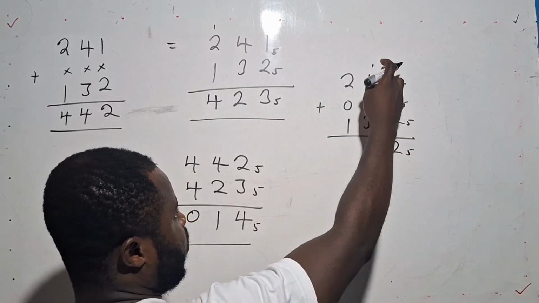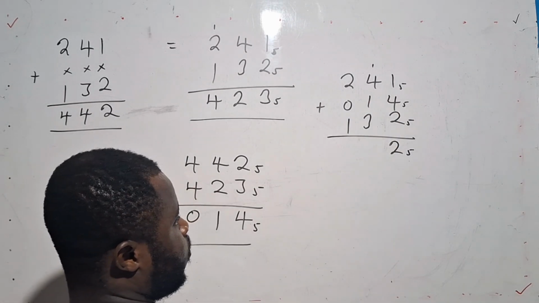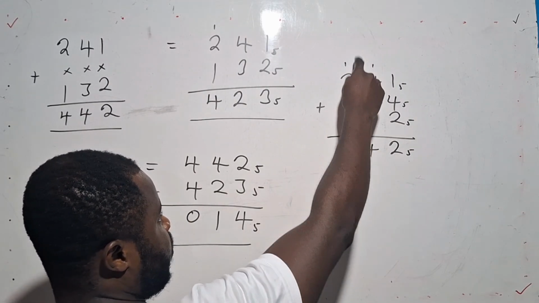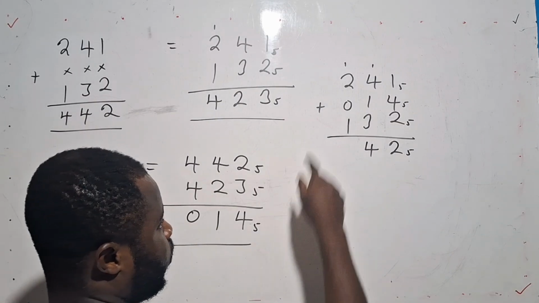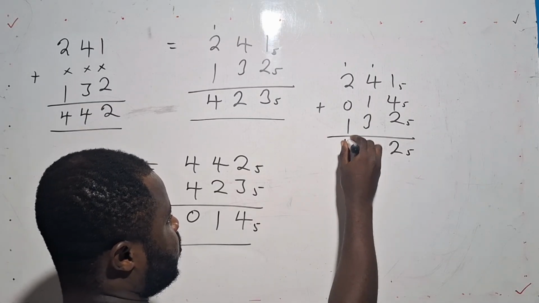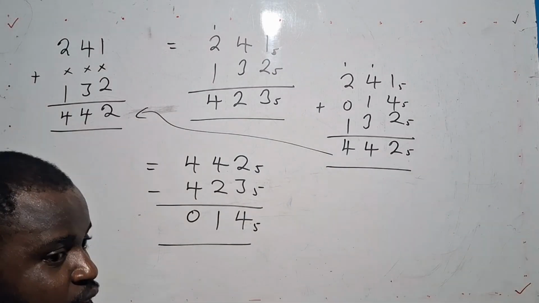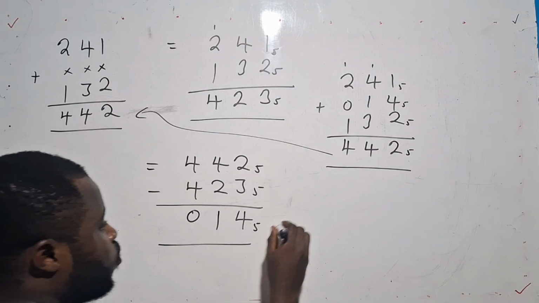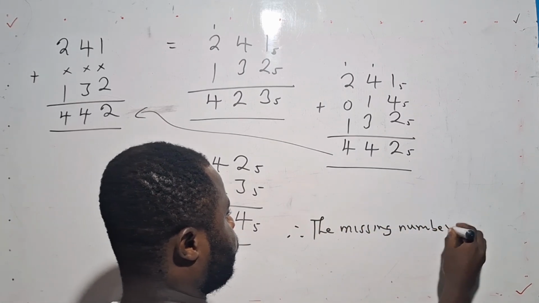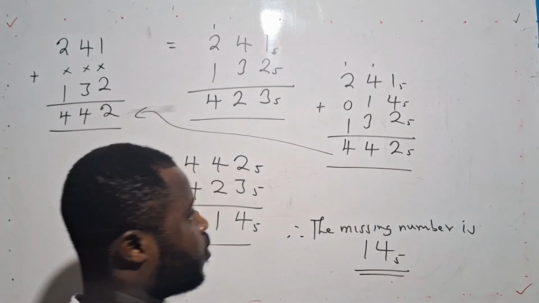Remainder 2. Now 1 plus 4, 5, 6, 9. 9 divided by 5 will be 1 remainder 4. Yes, 1 remainder 4. Now 1 plus 2 is 3. 3 plus 0 is 3. Plus 1, 4. Is 4 accepted in base 5? Yes. So 4 is accepted in base 5. So when you bring it here, we see that our final answer is correct. So therefore, the missing number is 1, 4 base 5.